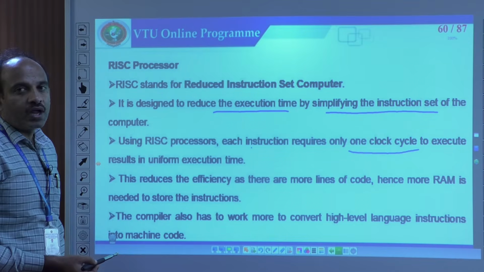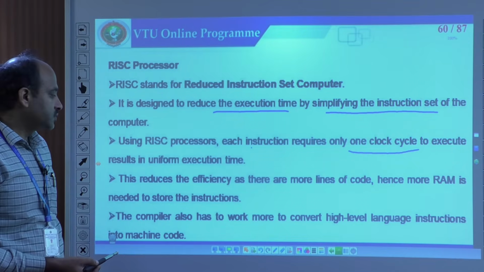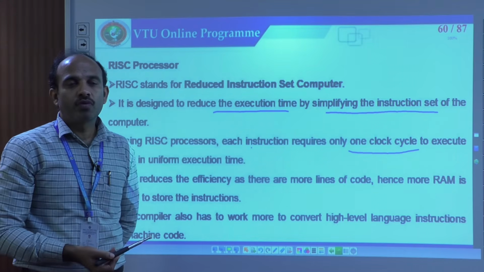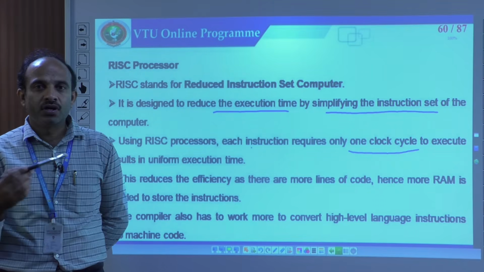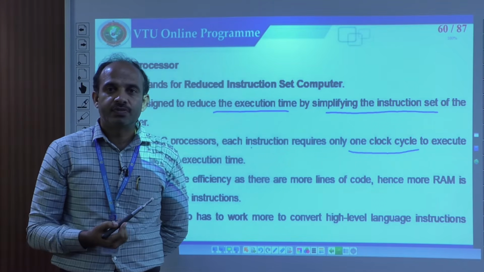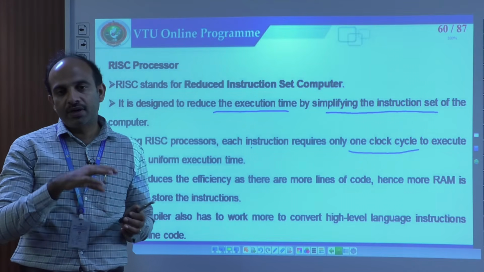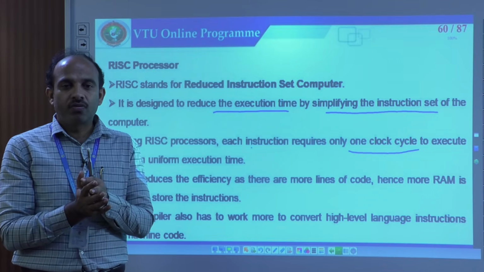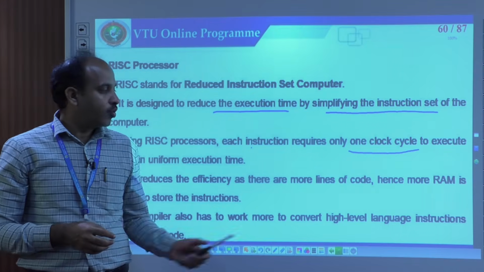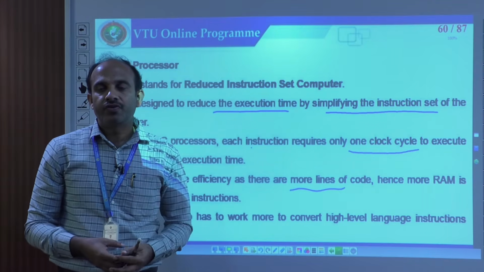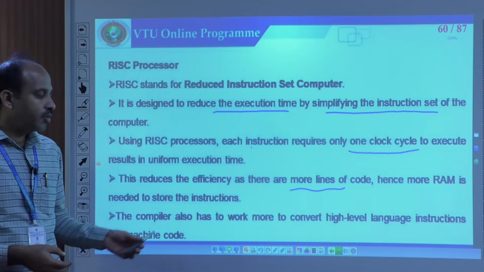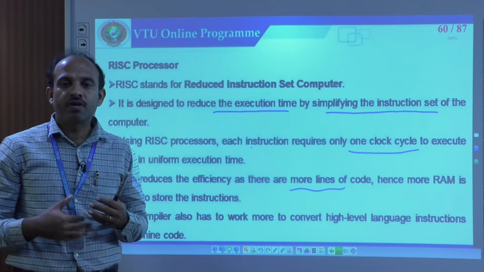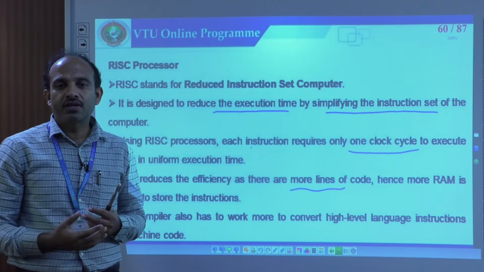Obviously once we have more lines of code, the RAM size required also increases. And the compiler also has to work more, right? If I have only 10 lines of code, it will compile those 10 lines quickly, because all 10 lines will be converted at one shot. Now if I have 100 lines of code, the compiler's job also increases, because it has to convert more. The compiler's job is to convert from one language to another language.